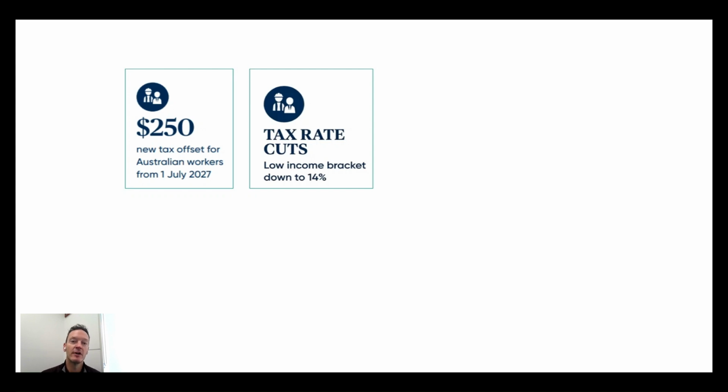The first one is a $250 tax offset for all Australian workers. This is essentially when you submit your tax return, you'll pay $250 less than you would ordinarily, or get a $250 refund if you didn't have to pay any extra tax.